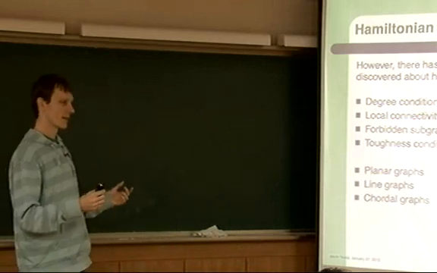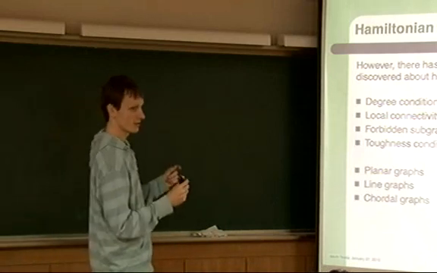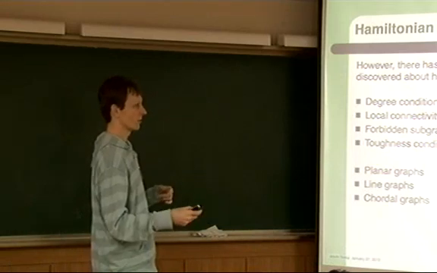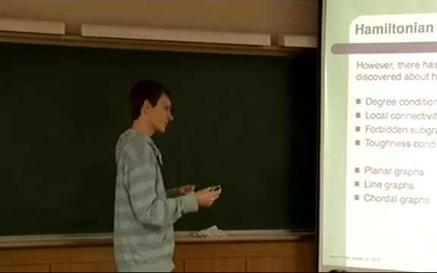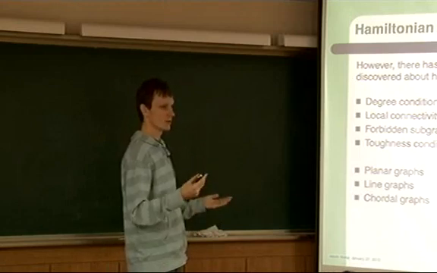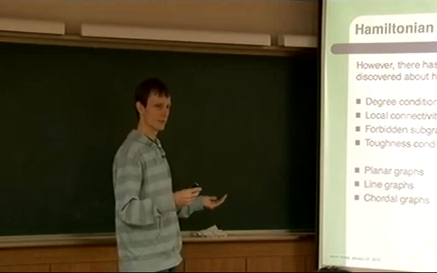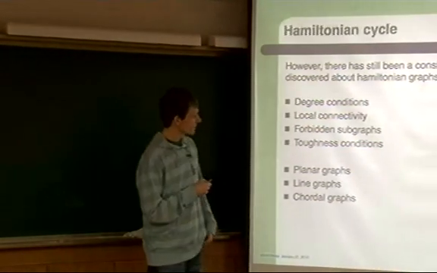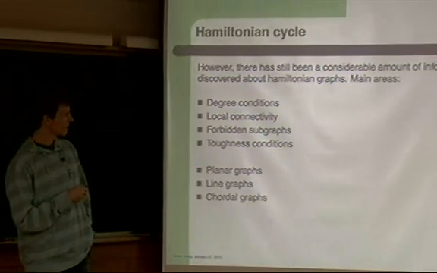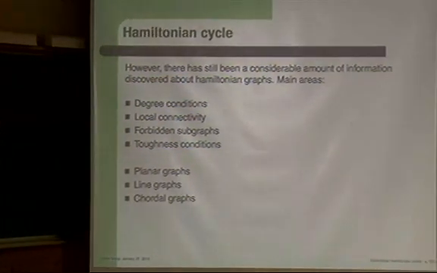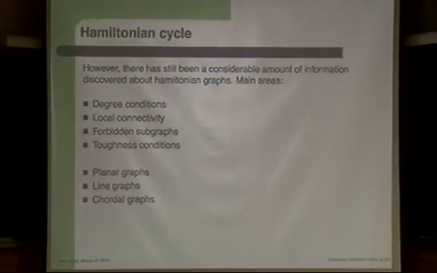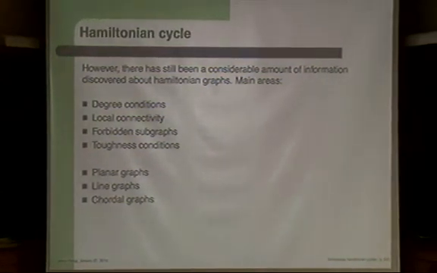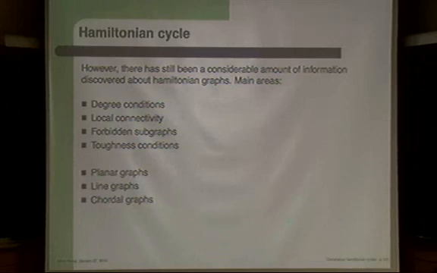That means you can add an edge between every pair of vertices which satisfies this condition, and the resulting graph will be called the closure of this graph. And it's true that the original graph and the closure have a Hamiltonian cycle if and only if. But I won't go into details. Another area of research is local connectivity. You say that a vertex is locally connected if its neighborhood is a connected graph, and you say a graph is locally connected if every vertex is locally connected.